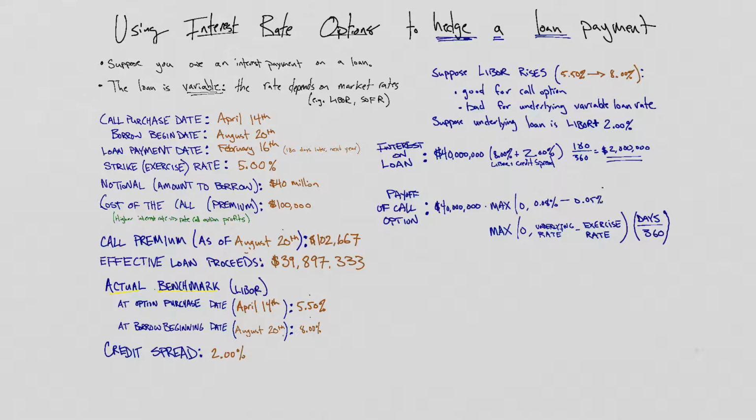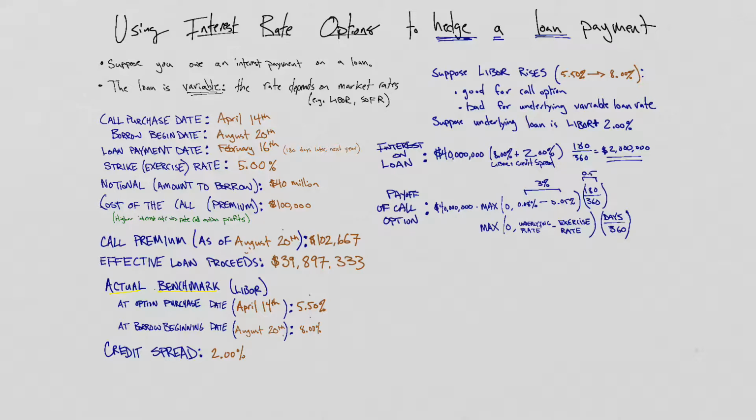And it's 180 days, this option to expiry. And so we basically multiply whatever annual rate this is by a half. And so this is 3%, this is 0.5, and so it's 1.5%, but 1.5% times 40 million is equal to 600,000. So the option paid off $600,000.